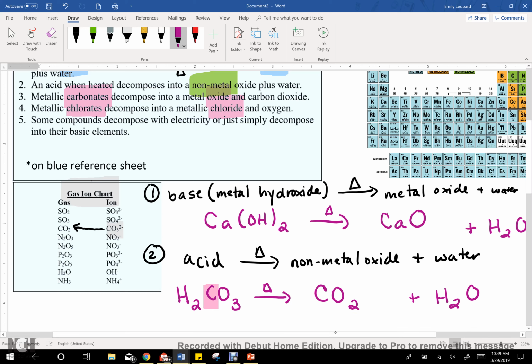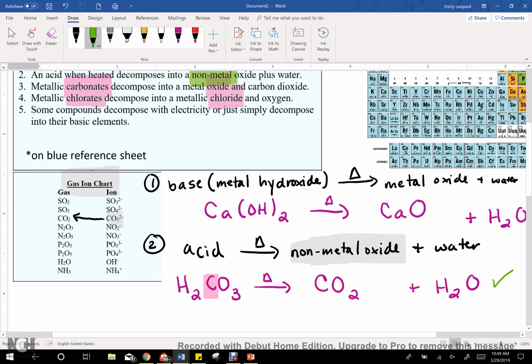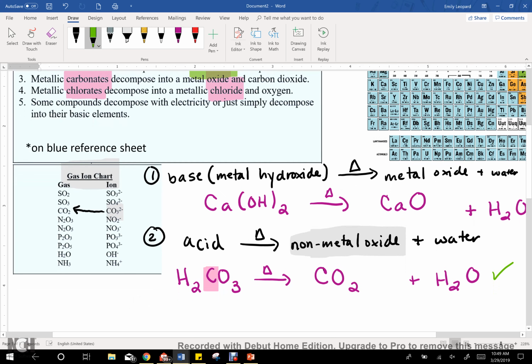Alright, so that's how you determine what your non-metal oxide should be, by using your gas ion chart. And then at the end you just go back and balance. So I've got 2 hydrogens on either side, 1 carbon on either side, and 3 oxygens on either side. So this one also looks already balanced or good to go. Alright, so now let's move on to our third example.